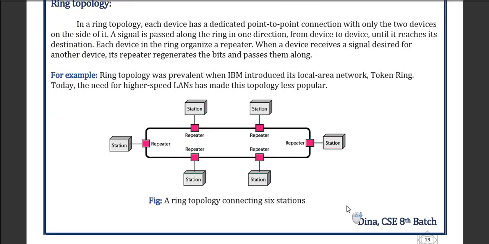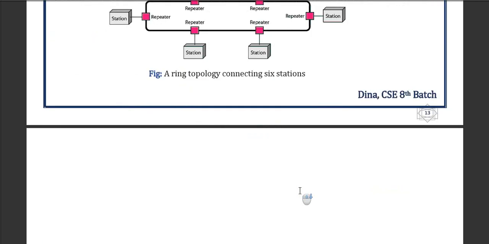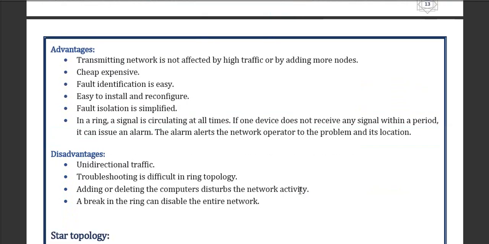Now the ring topology. In this topology, stations are connected with each other and the line works like a ring. That's why this is called a ring topology. The ring topology has many features that we will discuss in further slides. The advantages and disadvantages of ring topology are given.